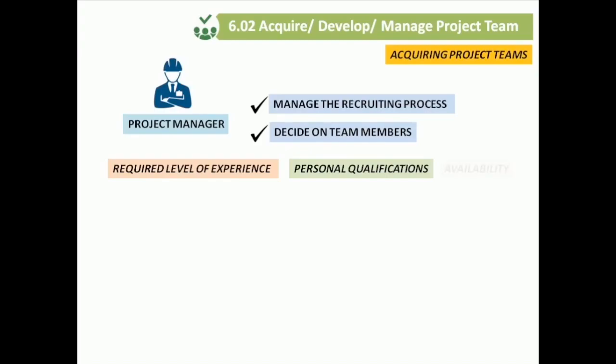Next is availability. The project manager identifies whether project team member desired for the project is available. The project manager should decide with functional managers on the availability of the project team member. Let's look at some of the methods of acquiring the project team.